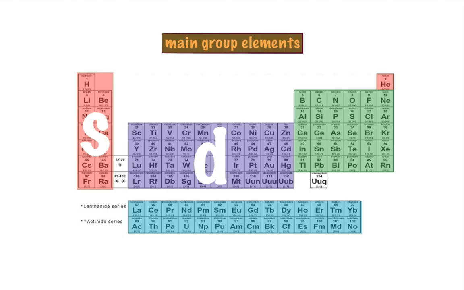Okay, so our s orbital electrons are in groups 1 and 2. Transitional elements have the d orbitals. Our p orbitals are with our nonmetals and halogens and noble gases. And then our lanthanide and actinide series will have our f orbitals. Okay?